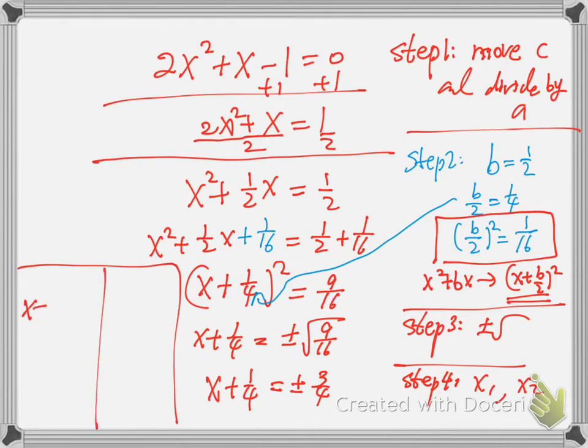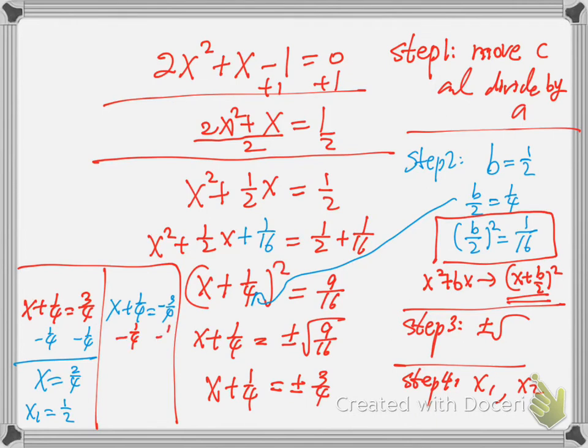So for x1, x plus 1 over 4 is positive 3 over 4. Minus a quarter, we got x is 2 over 4, so x1 is 1/2. The second case, x plus 1 over 4 is negative 3 over 4. Minus 1 over 4, so x is negative 4 over 4, x2 is negative 1. So we did get two good solutions, 1/2 and negative 1. So this is our beginning example.